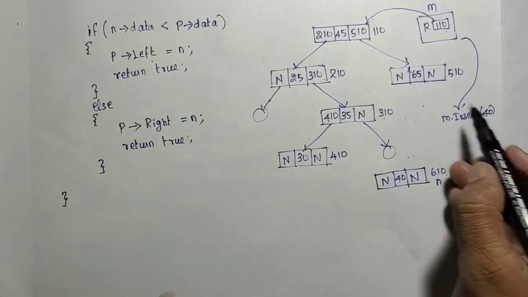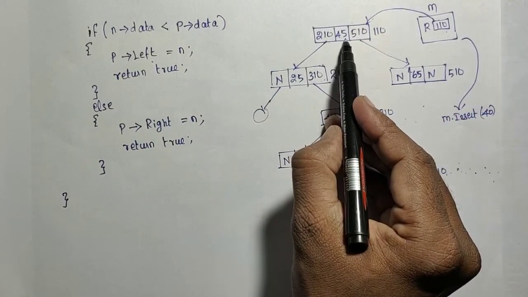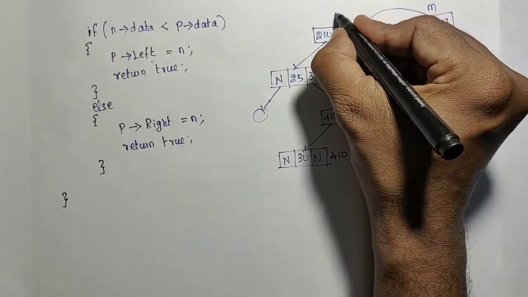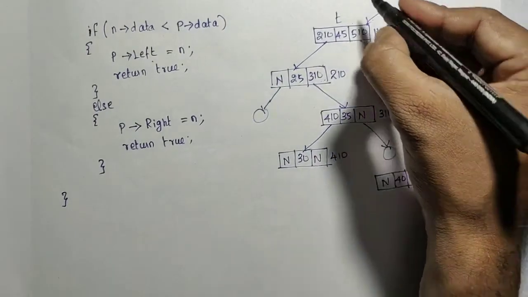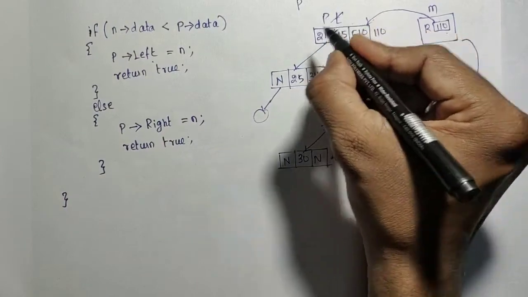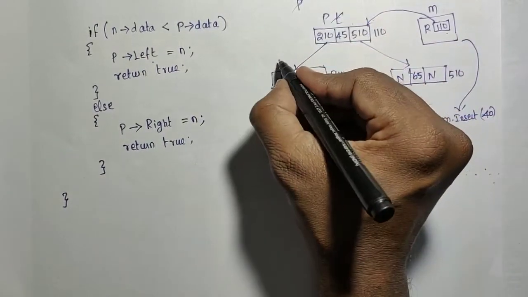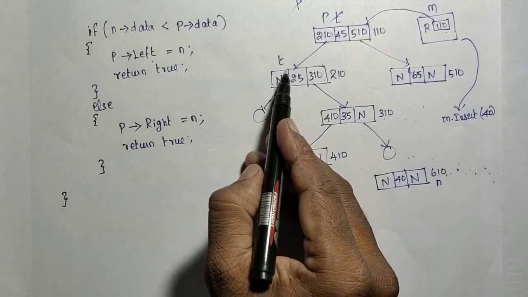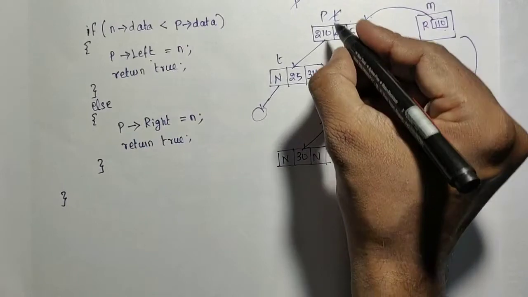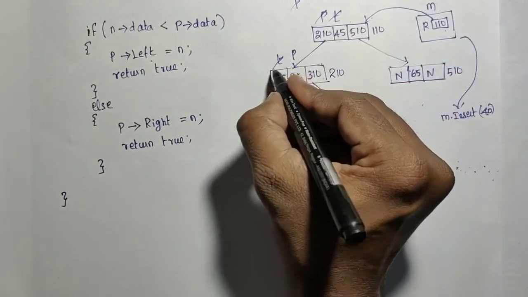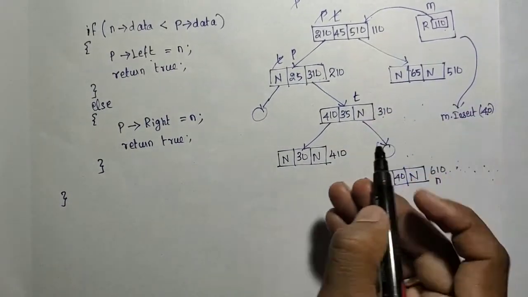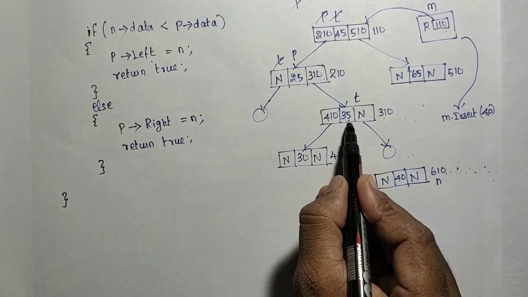So 40 and this 45 are compared. Go left. Go left means 25. It will come here. So T is initialized with this 40, first 110. By that time P is null. Go left means P will be moved here and T will be moved to this node. Again T data 25 and 40. 40 is greater. Go right. Go right means the P will be moved here and T will be moved to the right side. Right side means 310, here. The next T data is 35 and 40.